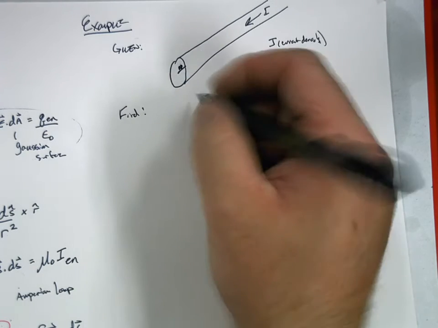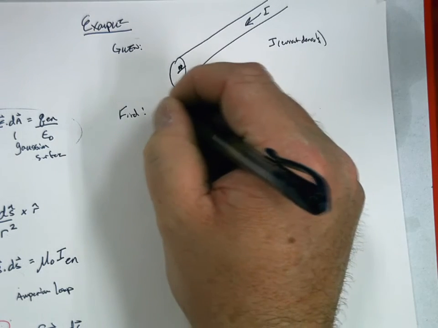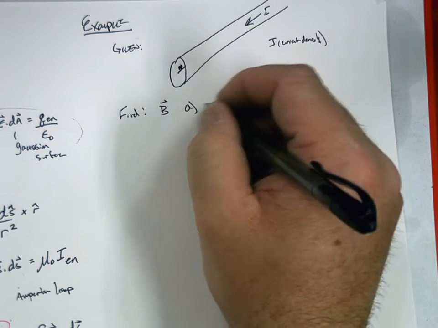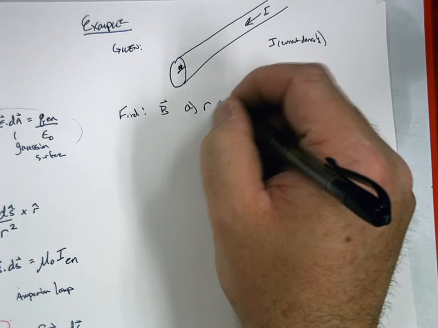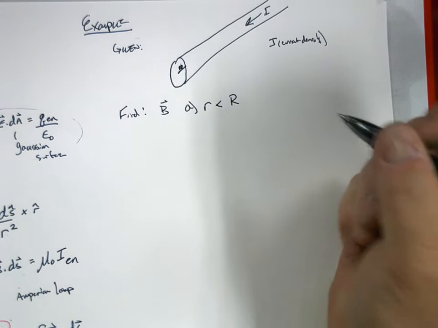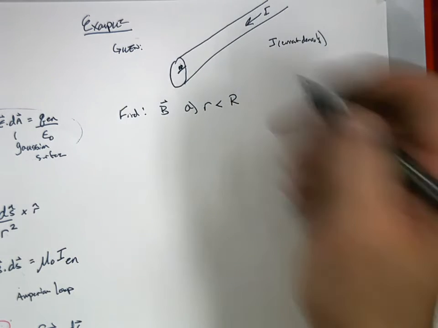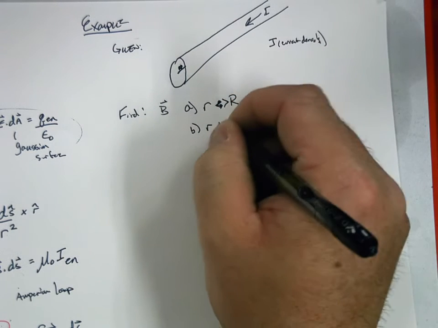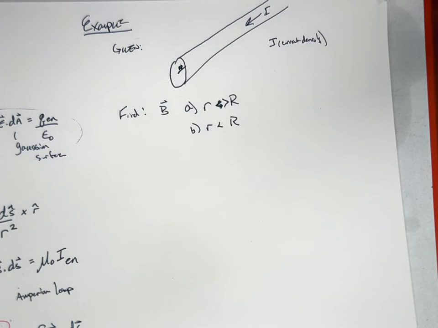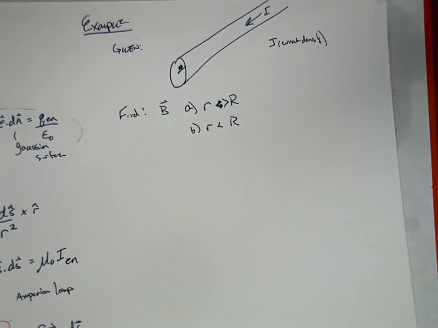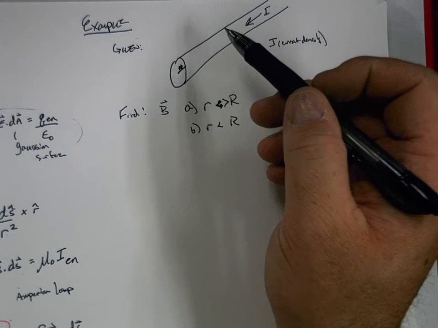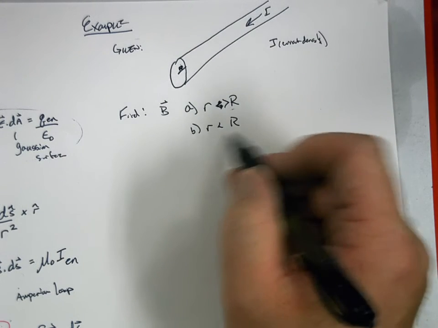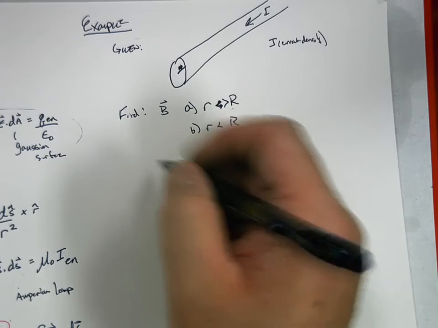Find B in the situation where little r is greater than capital R. We're going to start with greater than, and then we're going to do less than. So the radius at which we're studying the magnetic field is either completely outside the wire or inside the wire.